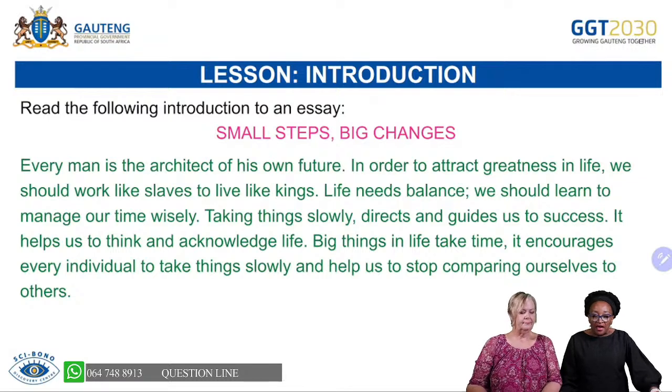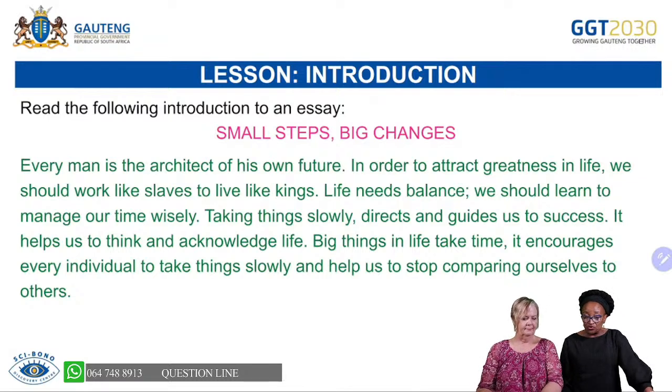Yes. Every man is the architect of his own future. In order to attract greatness in life, we should work like slaves to live like kings. Life needs balance. We should learn to manage our time wisely. Taking things slowly directs and guides us to success. It helps us to think and acknowledge life. Big things in life take time. It encourages every individual to take things slowly and help us to stop comparing ourselves to others.